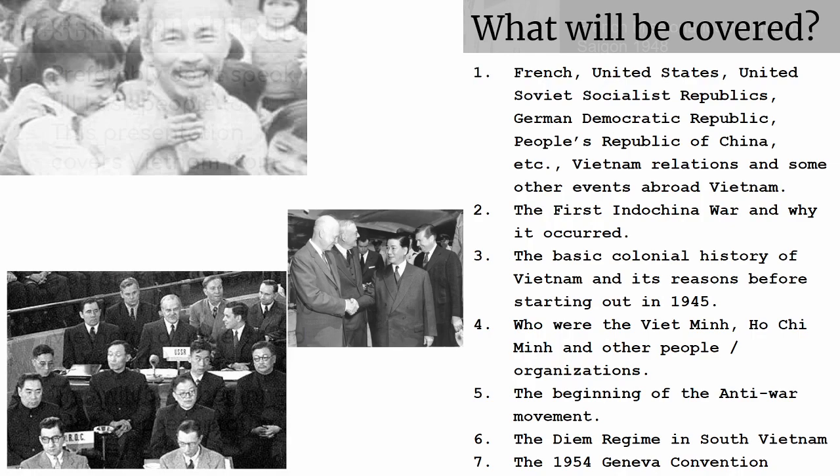So, let's begin. What will be covered? The French, United States, USSR, German Democratic Republic, People's Republic of China, etc. This is to understand Vietnam's relations to the foreign outside world. Without it, you won't understand what's happening inside of Vietnam without understanding the events abroad.